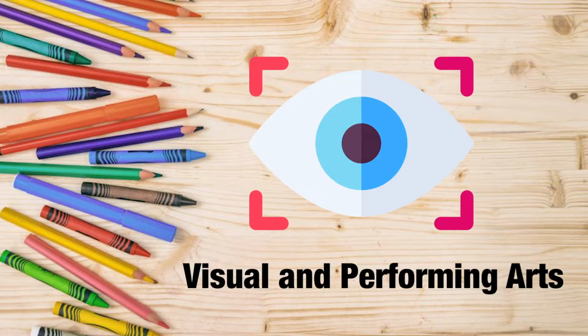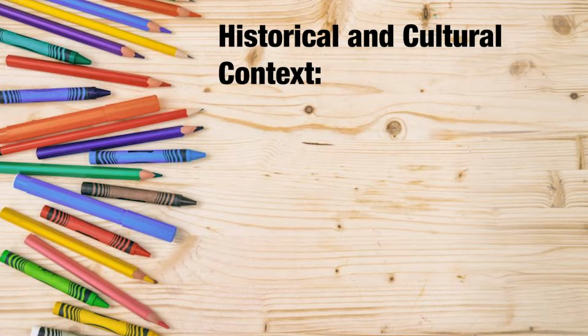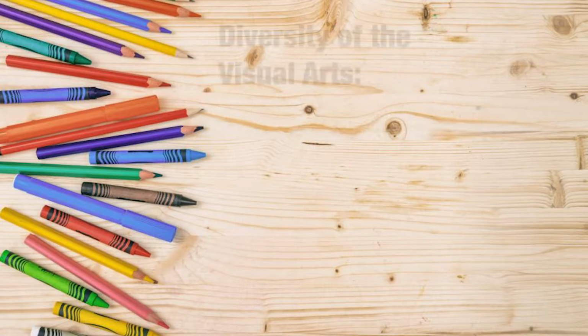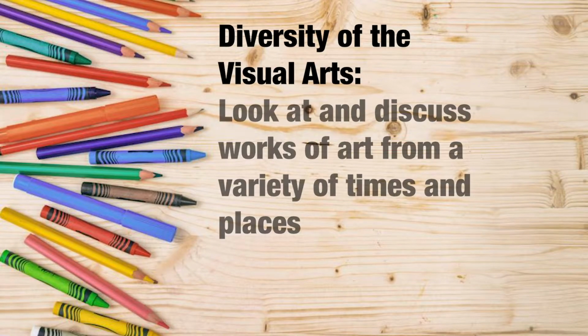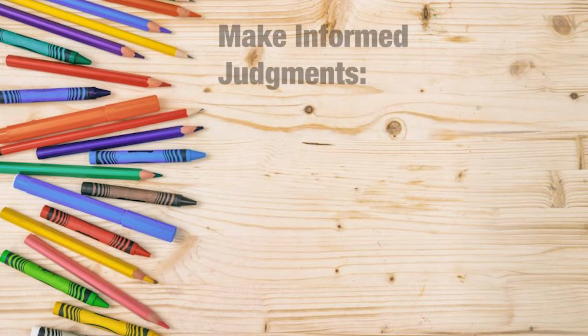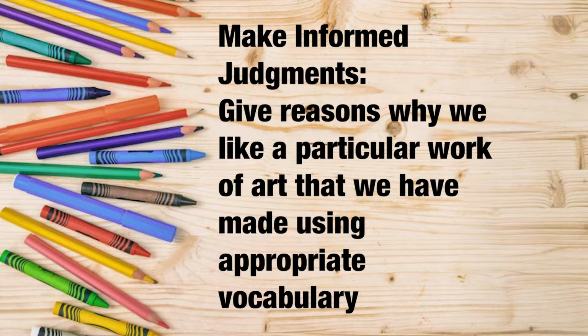We're also going to be looking at some visual and performing arts standards. First, we're going to look at historical and cultural context. We're going to be understanding the historical contributions and cultural dimensions of the visual arts. We're also going to look at the diversity of the visual arts, look at and discuss works of art from a variety of times and places. We're also going to make informed judgments and discuss how and why we make a specific work of art. We're also going to give reasons why we like a particular work of art that we've made using the appropriate vocabulary.